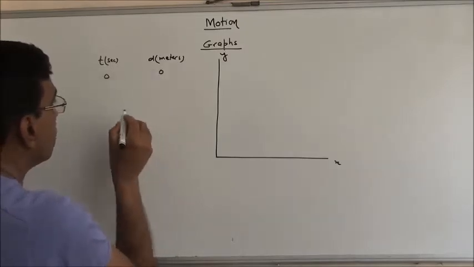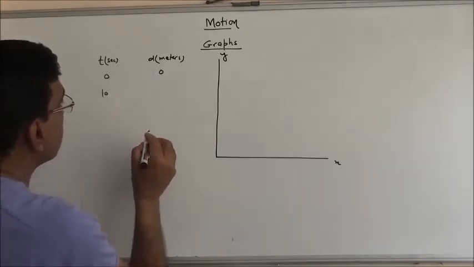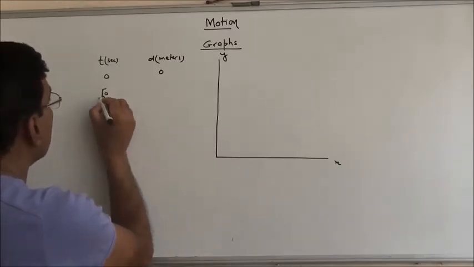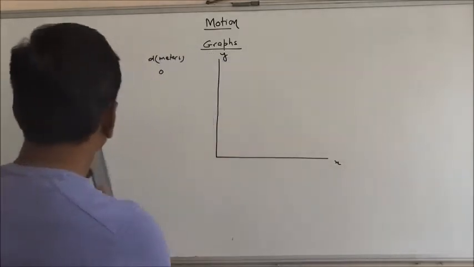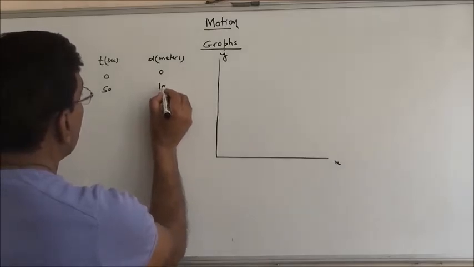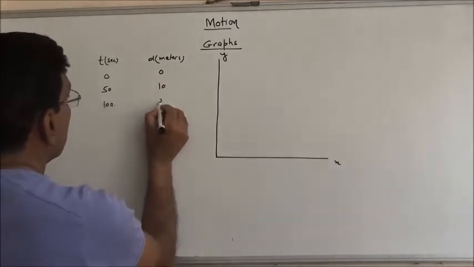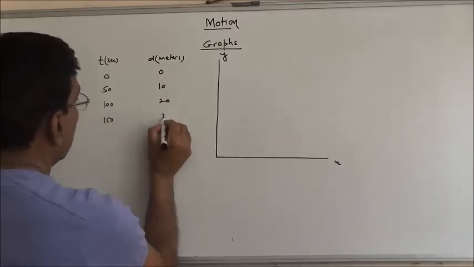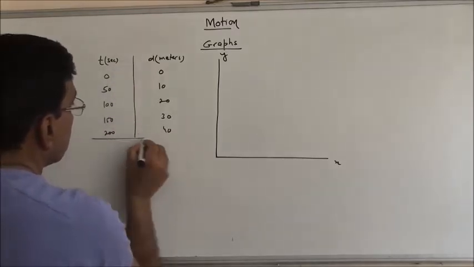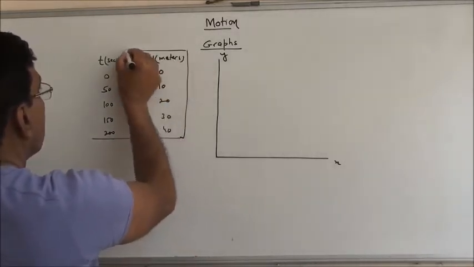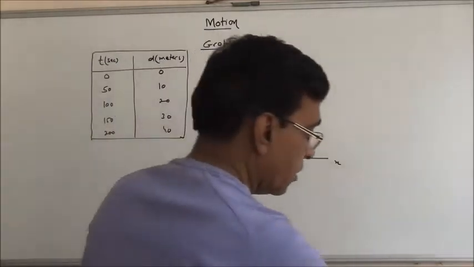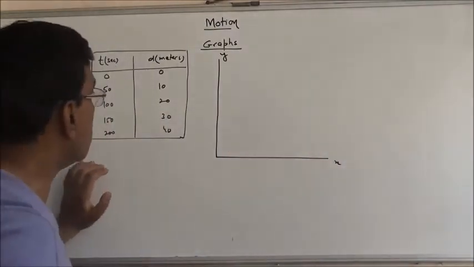At 0, distance is 0. At 50 seconds, the distance may be 10 meters. Then at 100, it is 20, at 150, it is 30, at 200, it is 40. This is the information that we have, that a body covers this distance in the times mentioned here.